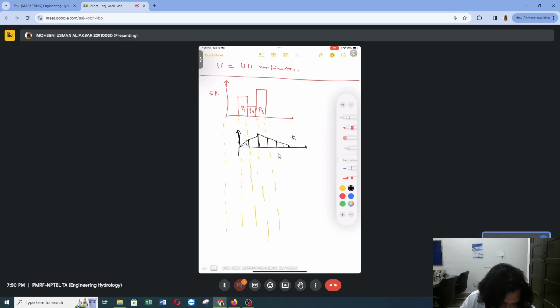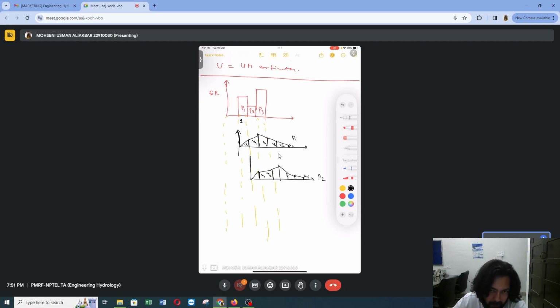Now let us calculate the response function which would be applied to P2. There will be some time lag, so the response function will start from P2. This will be U1, U2, U3, U4, U5 and U6. So this is U6 and this is applied to P2.